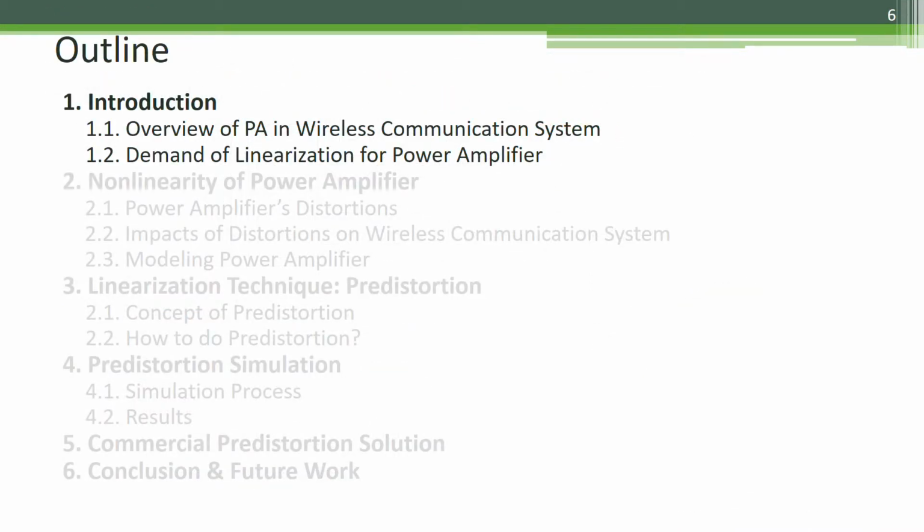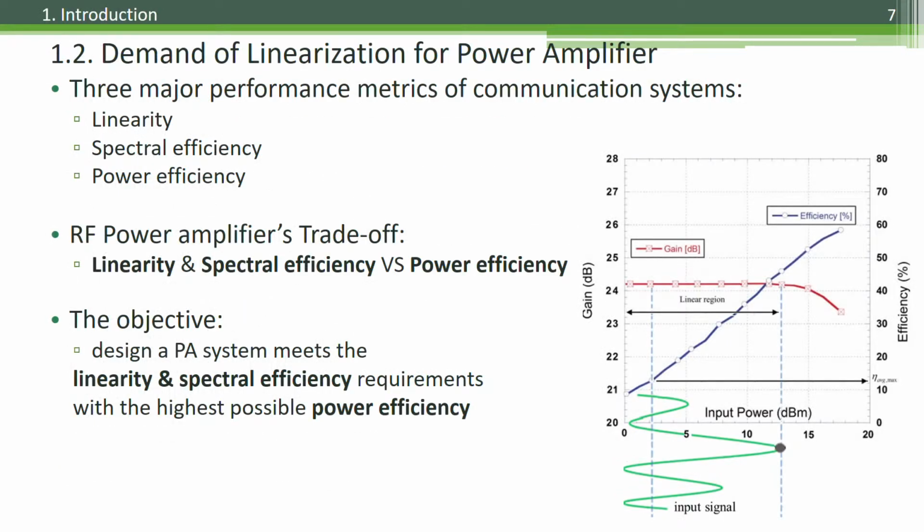So why do we need linearization for power amplifier? Because there are three major performance metrics of communication system. First is linearity, to preserve the quality of the transmitted signal and avoid any loss of information. And second, spectral efficiency is the number of bits per second that can be transmitted in the unit bandwidth.